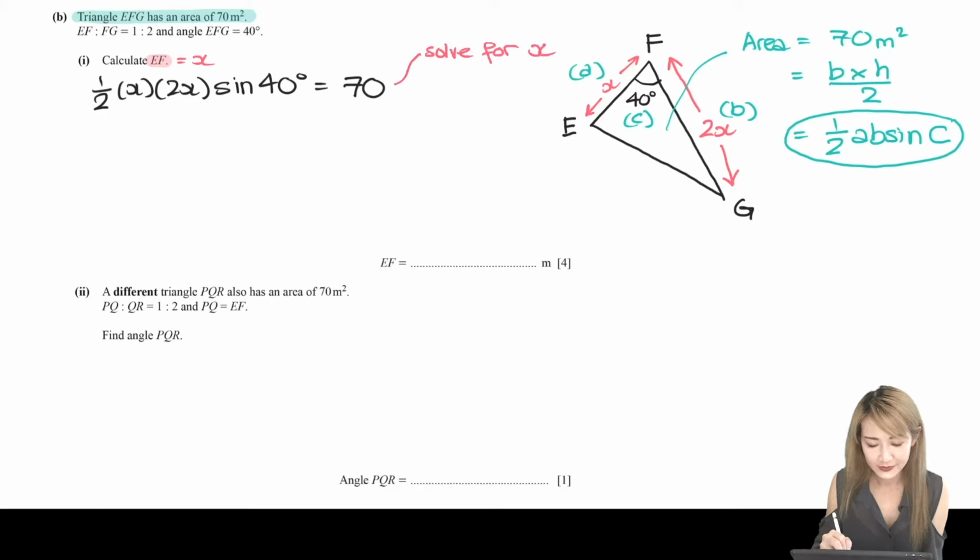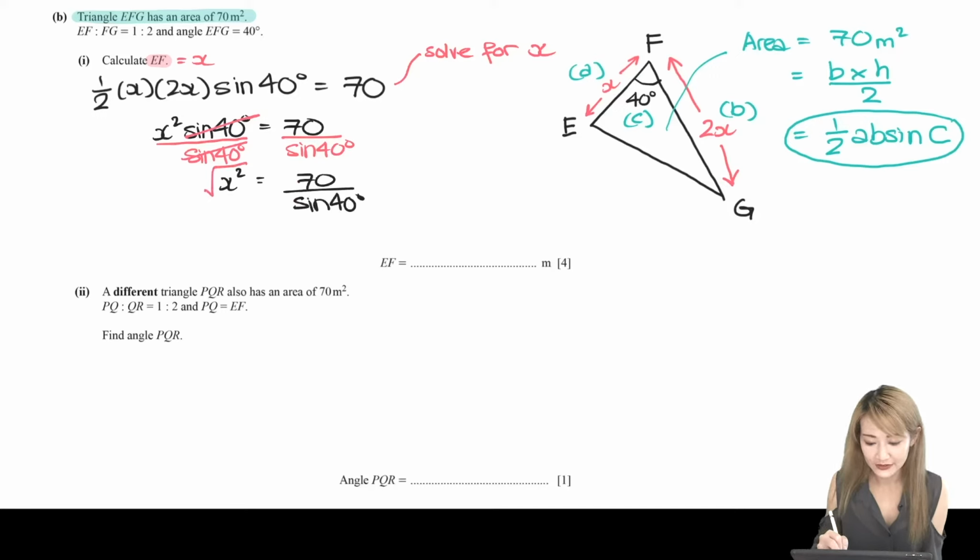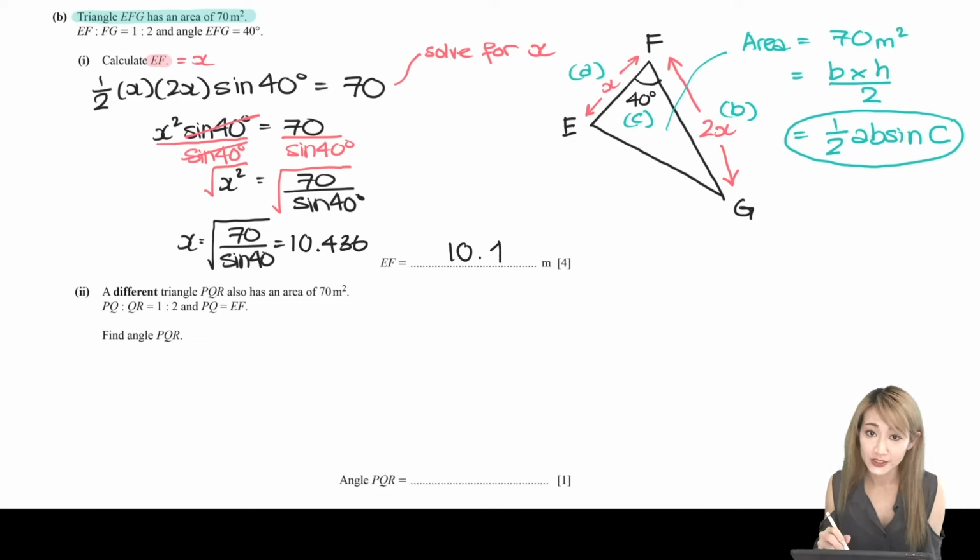Okay, so if I simplify that first, then I can find X by dividing by sine 40. So X squared equals 70 over sine 40. And then I can square root that to find the value of X. And that equals 10.436, so 10.4 to 3 significant figures.